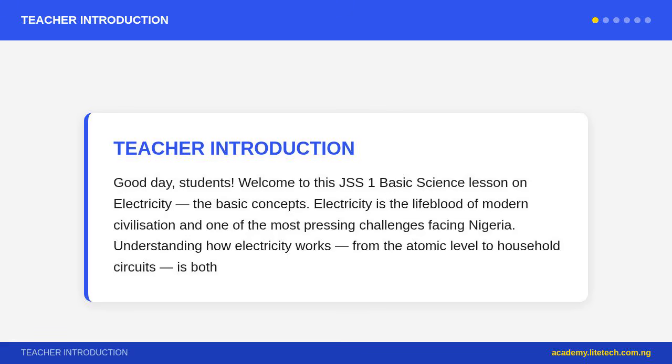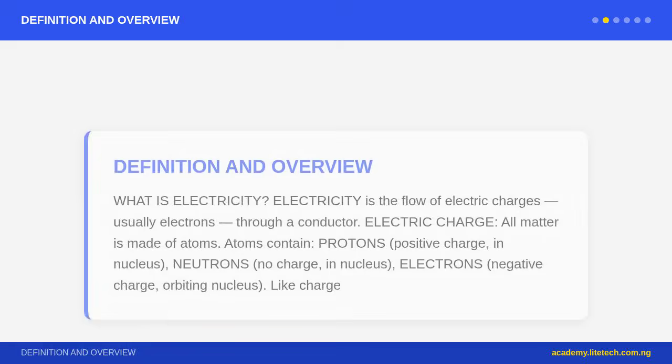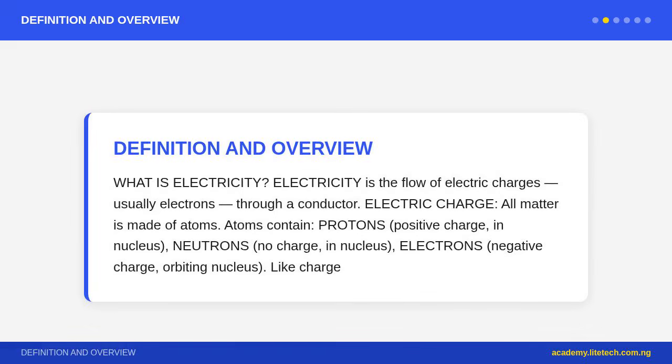Current electricity: electric charge that flows continuously through a conductor or wire. This is the electricity that powers all devices. Measured in amperes, A, using an ammeter. Electric current, I, is the flow of charge. I equals Q over T, charge over time. Unit, ampere, A.